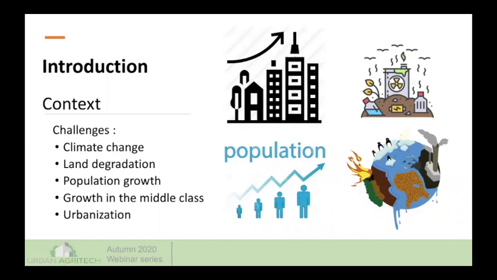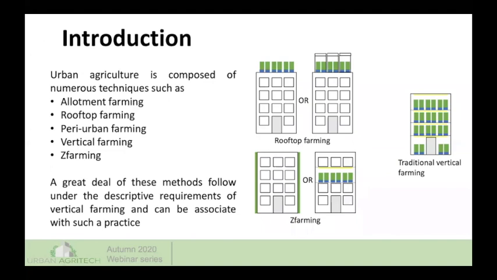is urban agriculture. So urban agriculture in a general definition can be defined as growing or raising food within the urban area limit. So it can be found in many forms such as allotment farming, rooftop farming, peri-urban farming, vertical farming, and Z farming. However, we'll focus more on vertical farming, but it's interesting to know that techniques such as rooftop farming or Z farming do fall in the criteria of vertical farming, as they commonly use the simple criteria, that is stacking on top of one another.